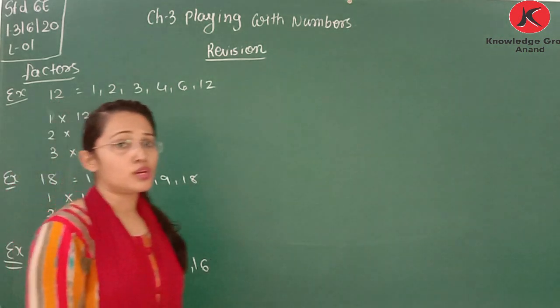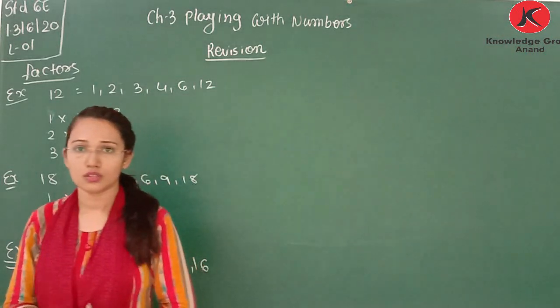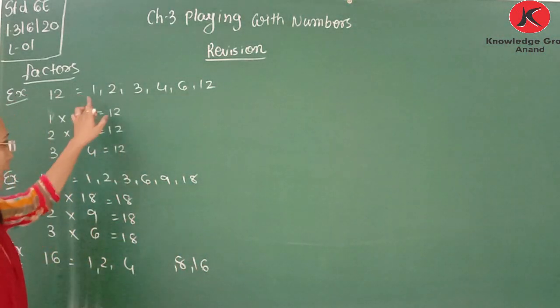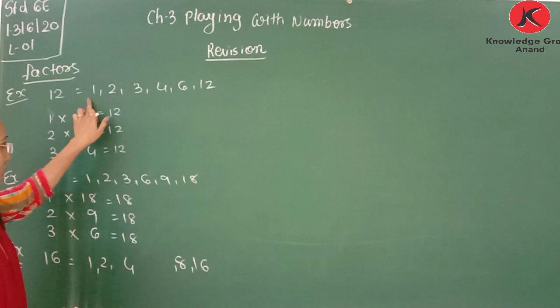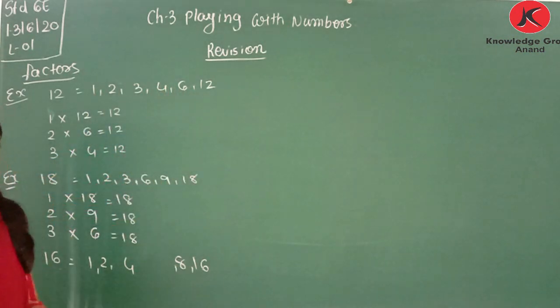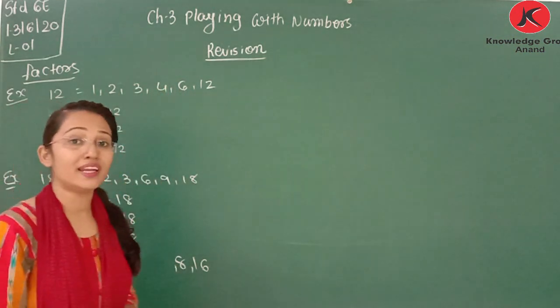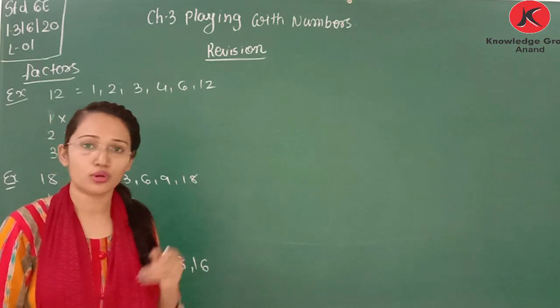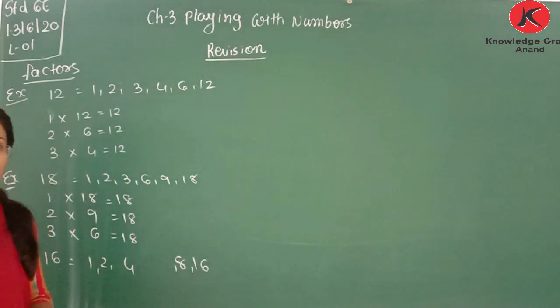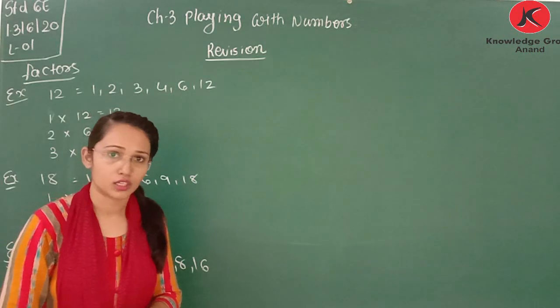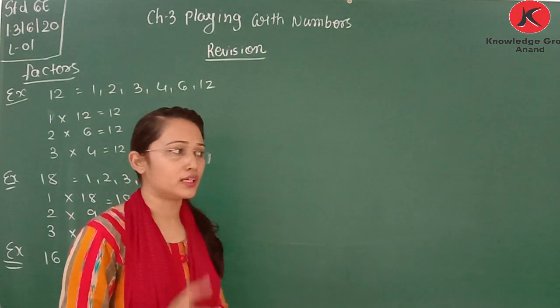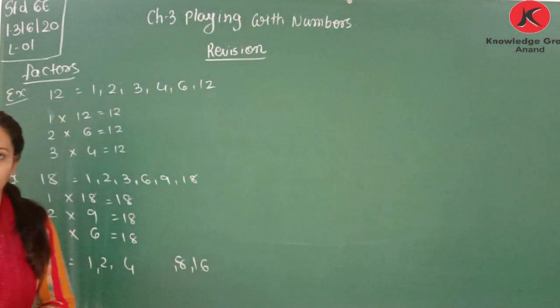We also learned some rules for factors. So which are the rules? Every number has two factors, that is 1 and the number itself. Take any number, it has two factors, 1 and the number itself. If you take 13, it has two factors, 1 and 13. So every number has two factors, 1 and the number itself.